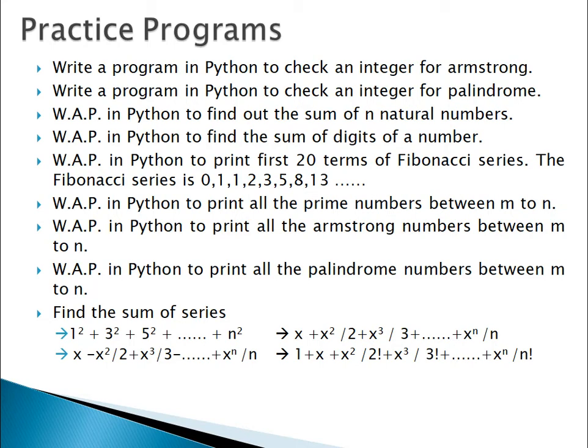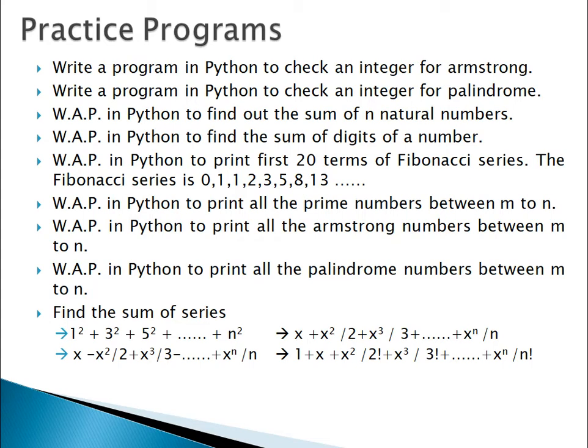You have to check an integer for Armstrong. Armstrong numbers are the numbers for which the sum of the cubes of its digits is equal to the number itself. Those numbers are called Armstrong. Then to check a number for palindrome. What is a palindrome number? The number which is the same from both sides. For example, 121. From both sides this number is the same. That is called a palindrome. Then to find out the sum of n natural numbers, and the sum of digits of a number.